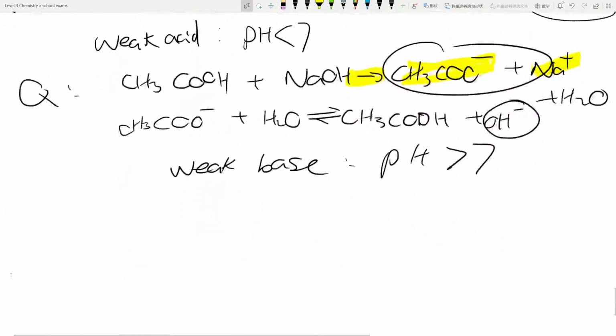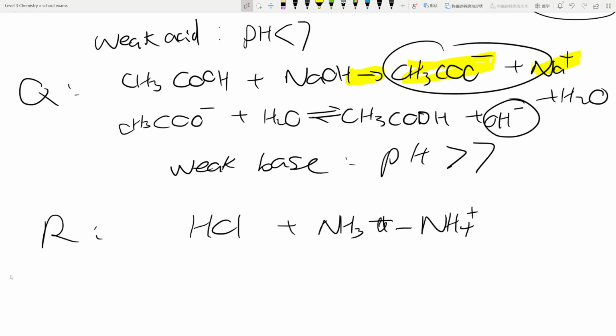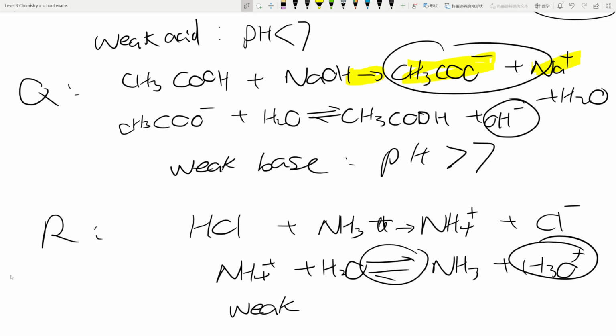Look at the last one. R is HCl plus NH3. This is just going to be NH4 plus Cl minus, again neutralization, and NH4 plus is going to partially dissociate, turn into NH3 and H3O plus. So you make this partial dissociation. This is a weak acid, and then pH is going to be smaller than 7. And because you made tons of these free moving ions, it is a good electrical conductor.